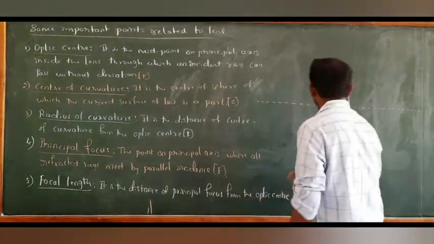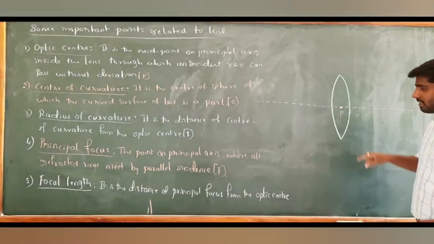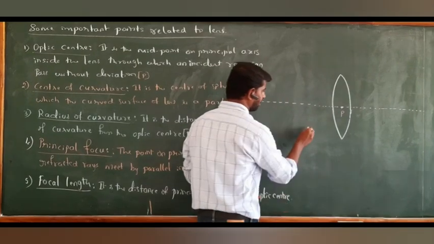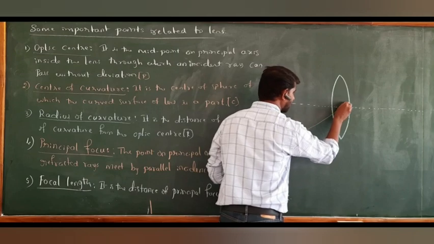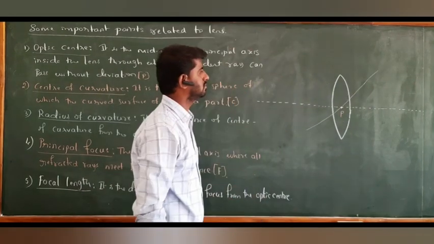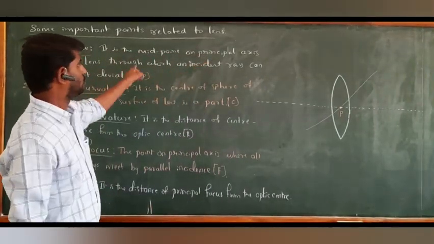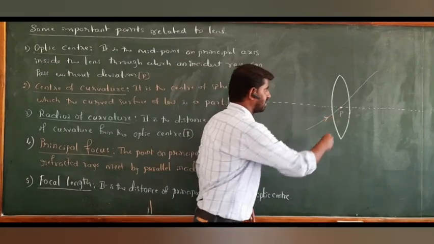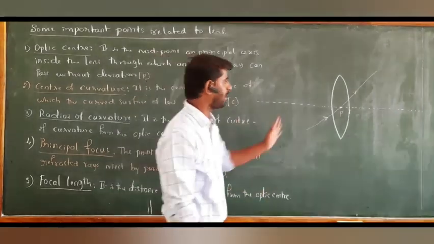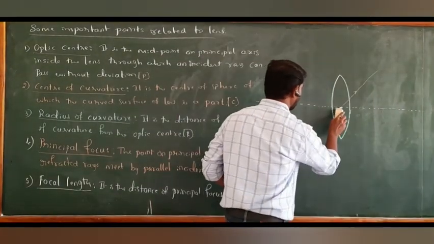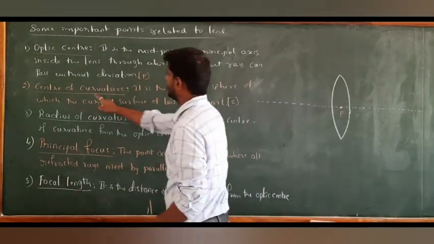Okay, so it is inside the lens, on the principal axis. If we allow a ray of light to pass through that optic center, there will not be any refraction. It passes directly like this. That's why the definition is: it is the midpoint of the principal axis inside the lens through which an incident ray can pass without deviation. Without any refraction it can pass. That midpoint is called the optic center. Okay, next one is center of curvature.